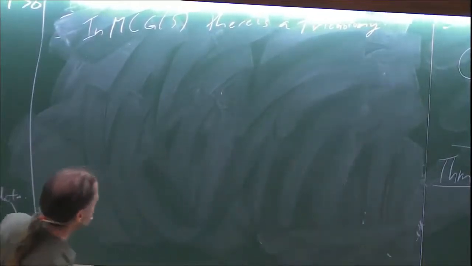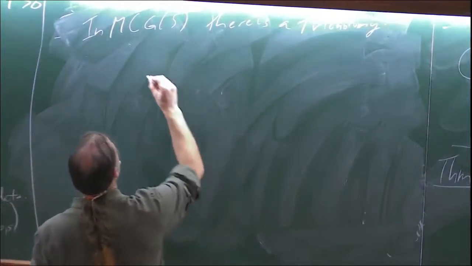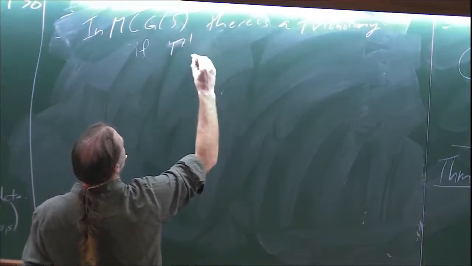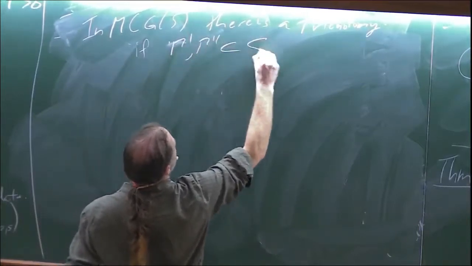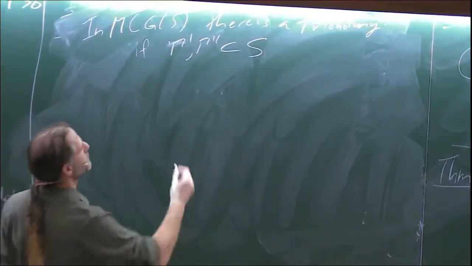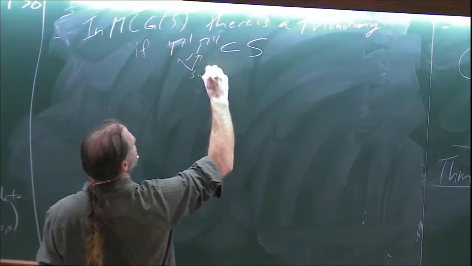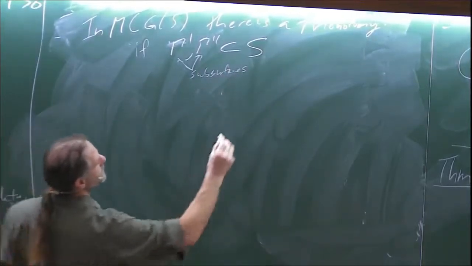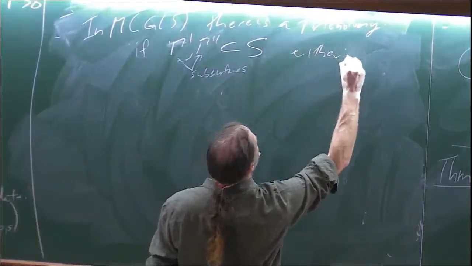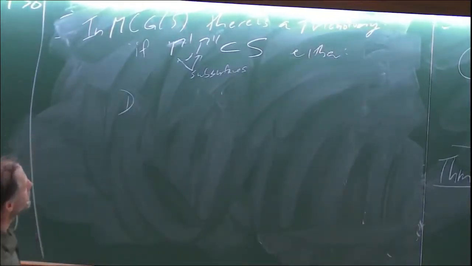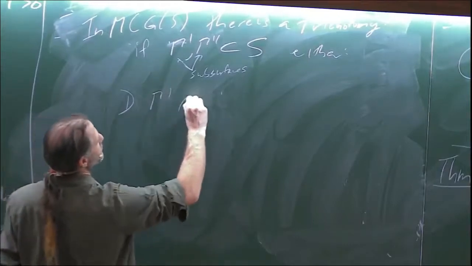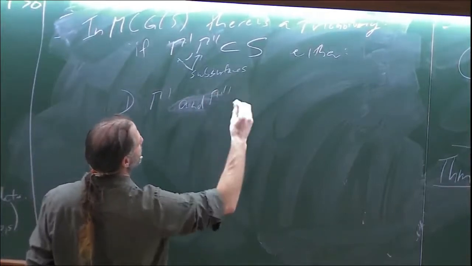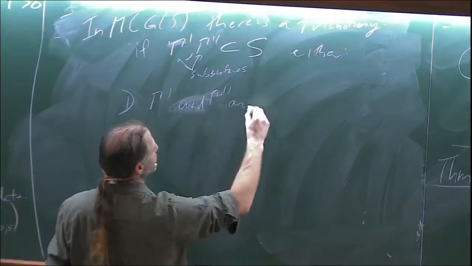We mentioned this before. There's a trichotomy where if gamma prime and gamma double prime are both subsurfaces inside gamma, then there are three cases. Either gamma prime and gamma double prime are disjoint.